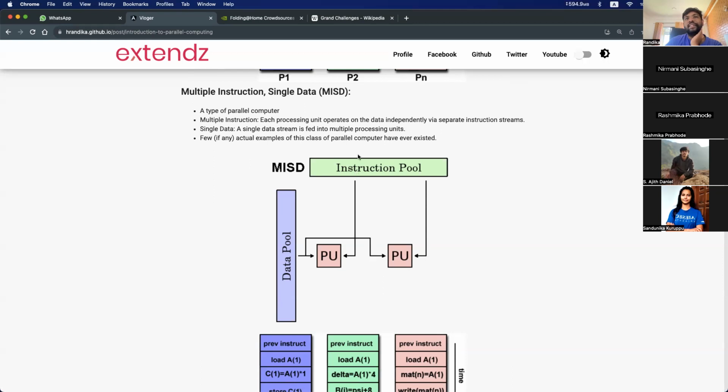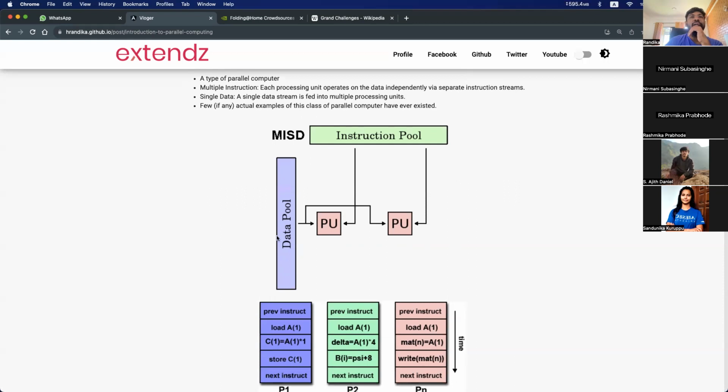Okay, you guys can see the instruction for this processing unit is going to be same. Sorry, multiple instruction. So the first processing unit will get a different instruction. The second one is also going to get a different instruction. But the data that we are retrieving is going to be same. Okay. Multiple instruction, each processing unit operate independently. We are seeing separate instruction. Single data, that means every single processing unit will get a single unit.